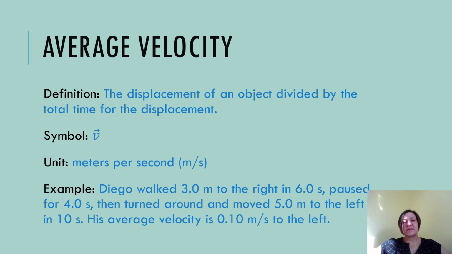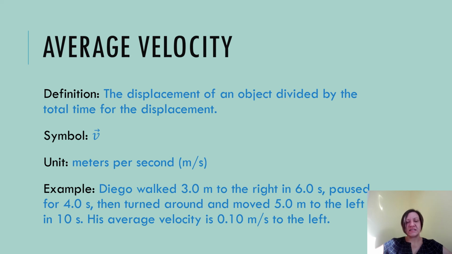A quantity that's similar to average speed but slightly different is average velocity. Where average speed is the distance divided by the time, average velocity is the displacement divided by the total time. My symbol, which is a letter V, now contains a vector symbol, indicating we have to pay attention to direction. We still have that standard unit of meters per second. In looking at our example, it looks quite a bit different.